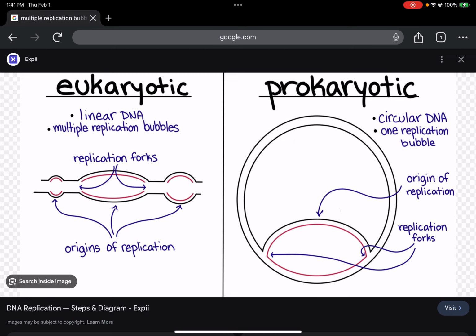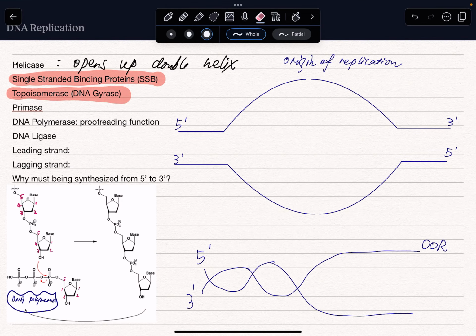Whereas in prokaryotes, we have this circular DNA, so only one replication bubble is formed, only one origin of replication, and then it's a circle. It goes around. So eventually you start from the origin of replication, you go both ways, and then eventually you finish the replication after you go around the circle, right? All right, so that is DNA replication in eukaryotes versus in prokaryotes.